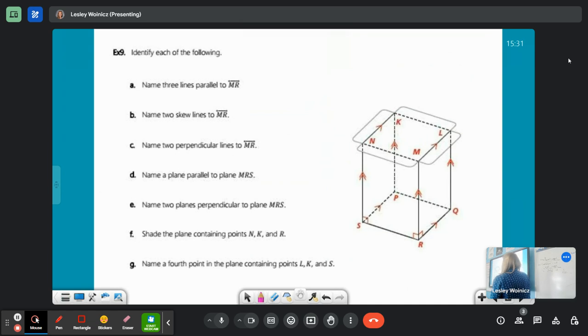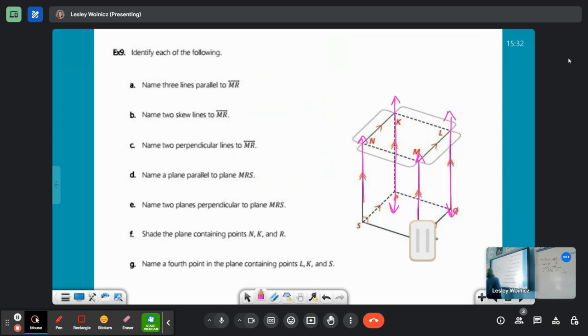All right, 3 lines parallel to line MR. Okay, so our target is MR. That's this one. So even though they didn't draw the arrows, there are lines going along all of these edges, right? So which lines are parallel to line MR? Okay, NS or SN, this one. What else? KP and LQ or QL. Good. Okay, any questions about that?